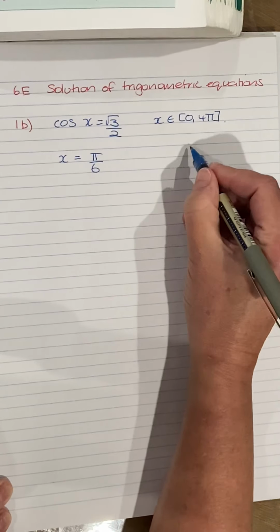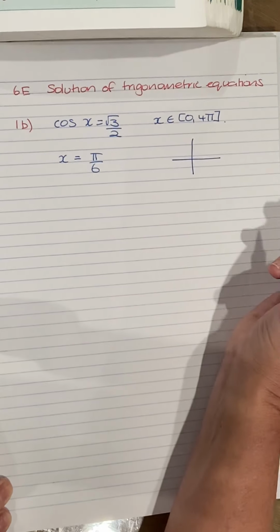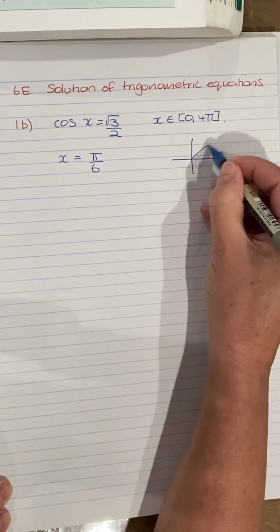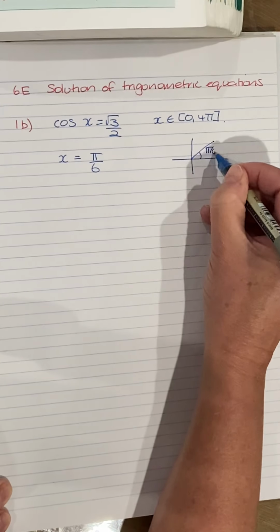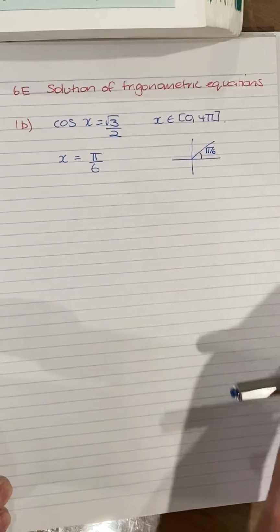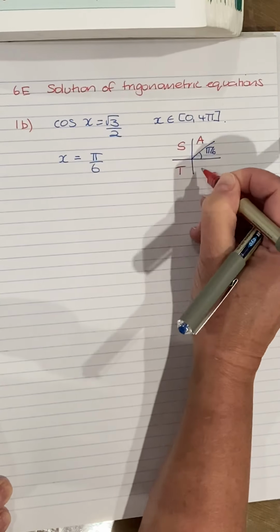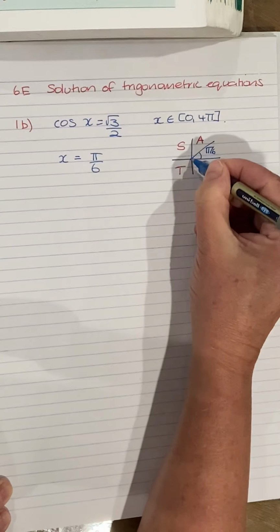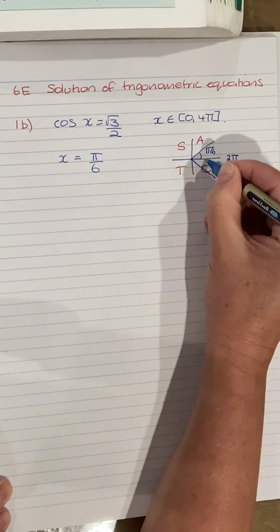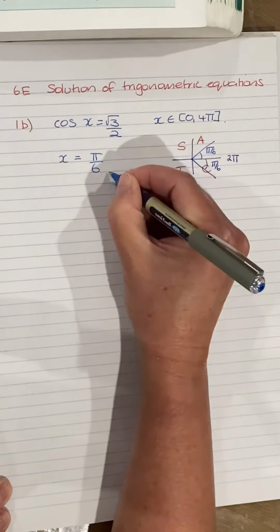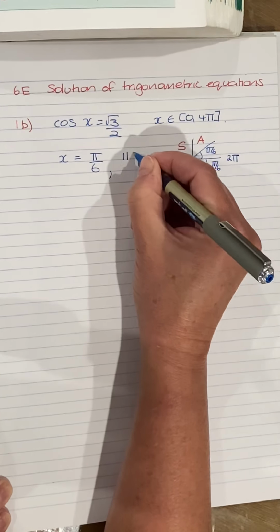But we've got more than one solution, haven't we? Let's look at the unit circle. The first solution is here at pi on 6. Then we say, where is cos positive the next time? Well, it's positive there, it's not there, but it is there. So as we go around here, before we get to 2 pi, we're just going to be pi on 6 short there. So there's also another solution at 11 pi on 6.